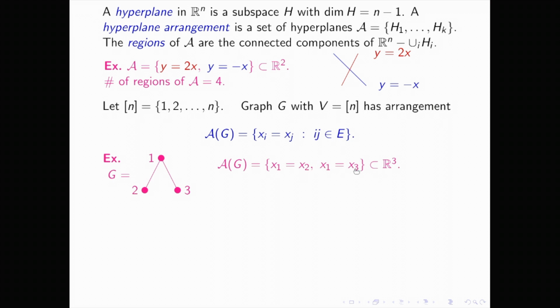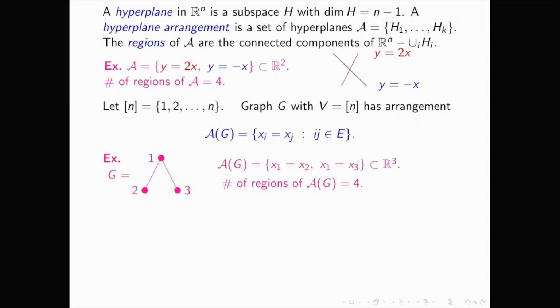Okay, again, let's ask, how many regions are there? Well, think about it. I remove this first hyperplane, how many regions do I get? Two, right? The two sides of the hyperplane. I remove the second one, what happens? Each of those two regions breaks into two regions for a total of four. Now, the number of regions isn't always a power of two, but in this simple arrangement, it is. So the number of regions is four.